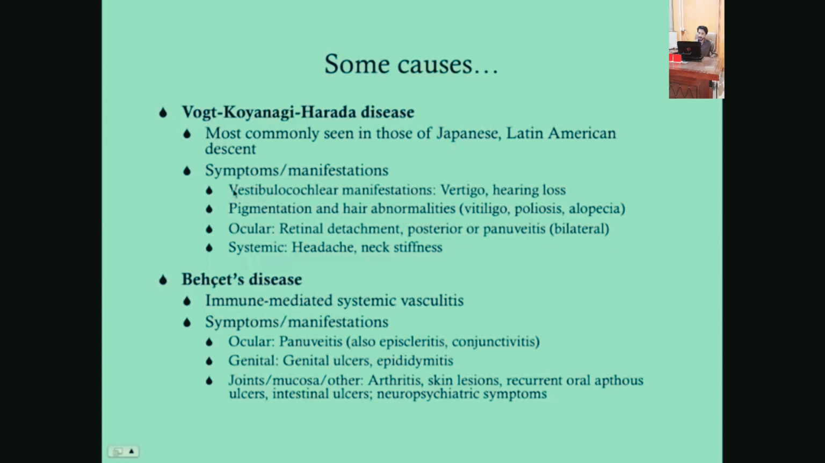And this is a systemic disease. So you see issues with the vestibulocochlear symptoms. You can have vertigo and hearing loss. What you really see most commonly, more of a hallmark of this disease, is pigmentation and hair abnormalities. So things like vitiligo, where you've got patches of decreased pigmentation of the skin, poliosis, where the eyelashes are whitened, and then alopecia, where you lose patches of hair. You get ocular symptoms, not just posterior panuveitis, but retinal detachment as well, an exudative retinal detachment.